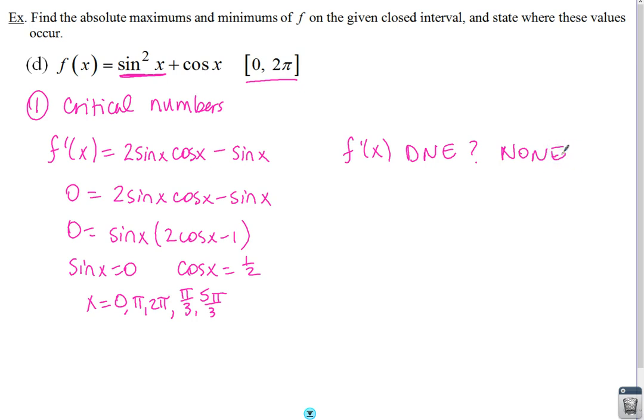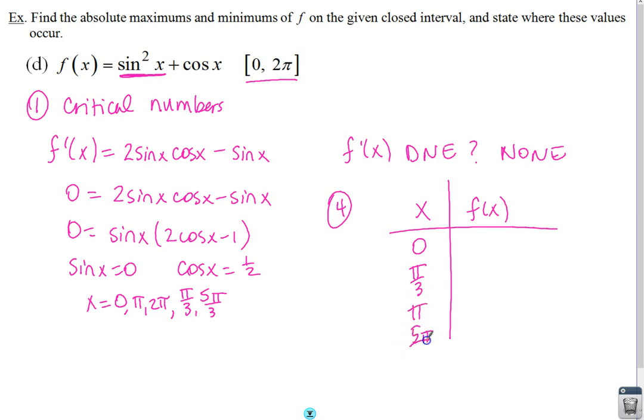So then I can really go straight into evaluating my critical numbers. I'm going to abbreviate this here and go straight into my table. I think that's like step 4, with x and f of x. I want to make sure I go in numerical order here. So 0, pi over 3, pi, 5 pi over 3, and 2 pi.